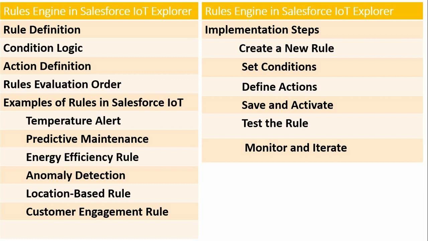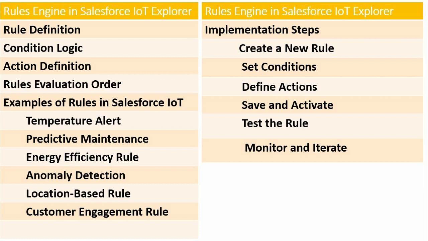Action definition. Overview. Actions specify what should happen when a rule's conditions are met. Details. Actions can include sending notifications, triggering workflows, updating records, or invoking external services. For instance, if a rule detects a sudden drop in pressure from an industrial machine, it could trigger an alert to maintenance personnel.